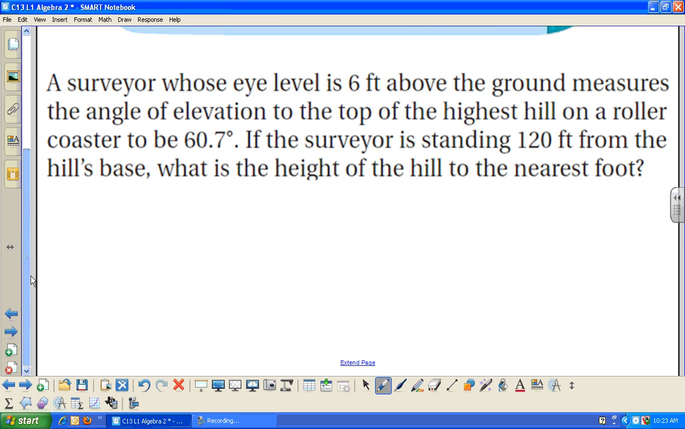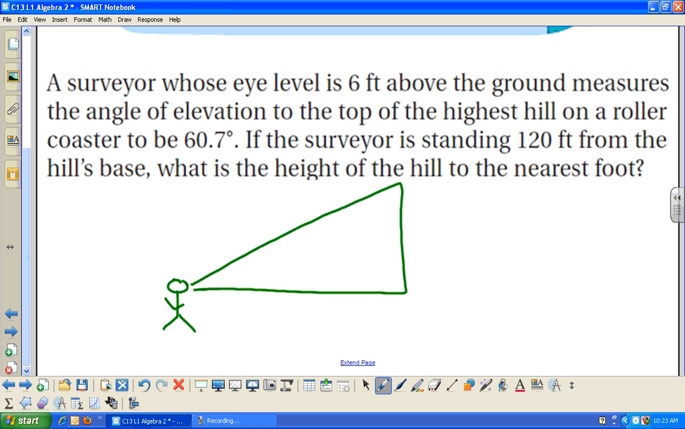So a surveyor whose eye level is 6 feet above the ground measures the angle of elevation to the top of the highest hill on a roller coaster to be 60.7 degrees. So if I draw a picture here, since I'm looking up, here's my person. Looking up, this angle would be 60.7, and it says that he is 6 feet. I also know the surveyor is 120 feet away from the base of the hill. What's the height of the hill to the nearest foot?